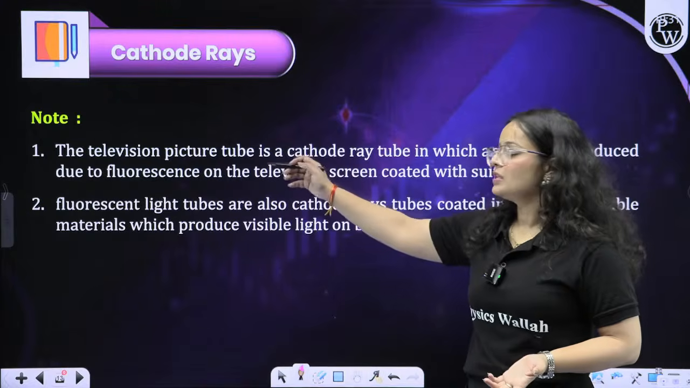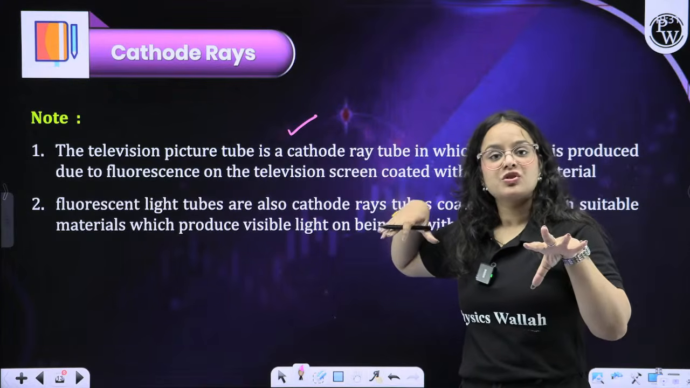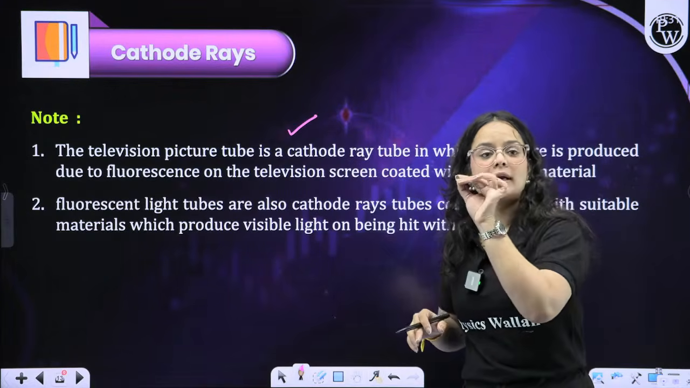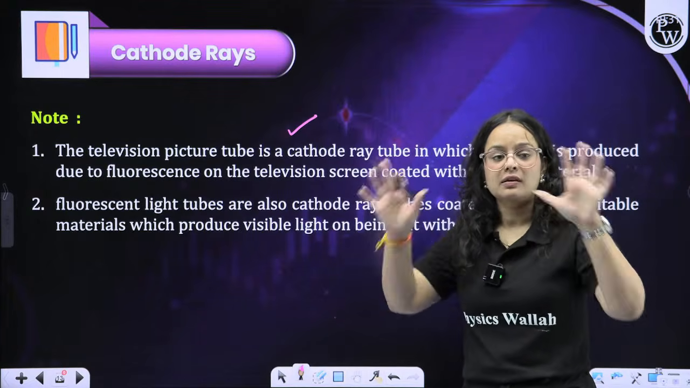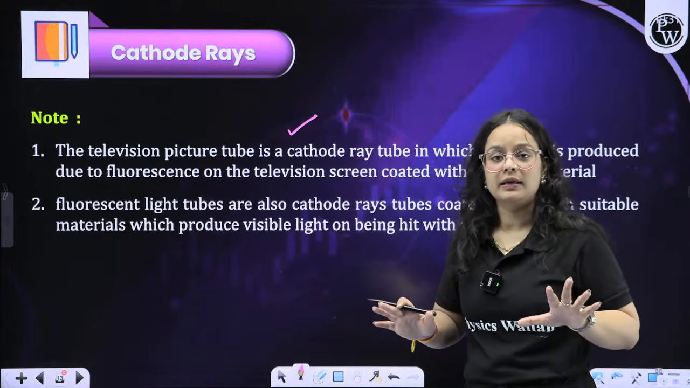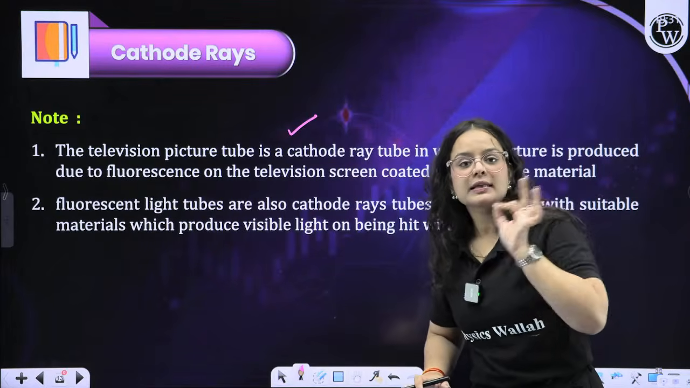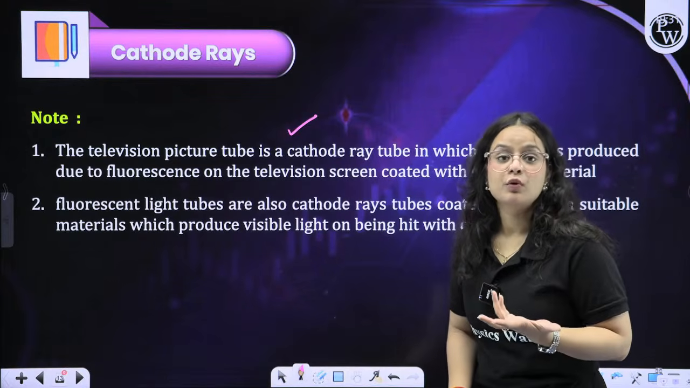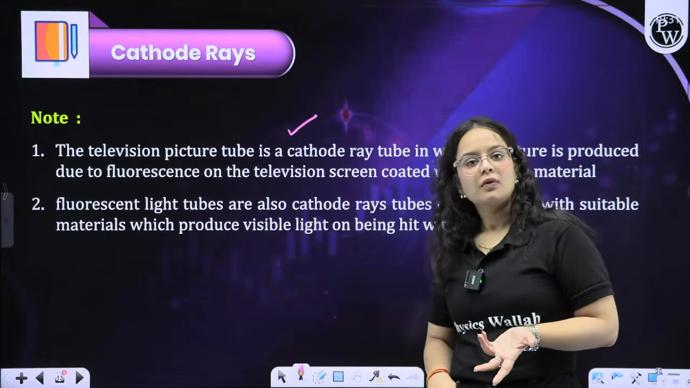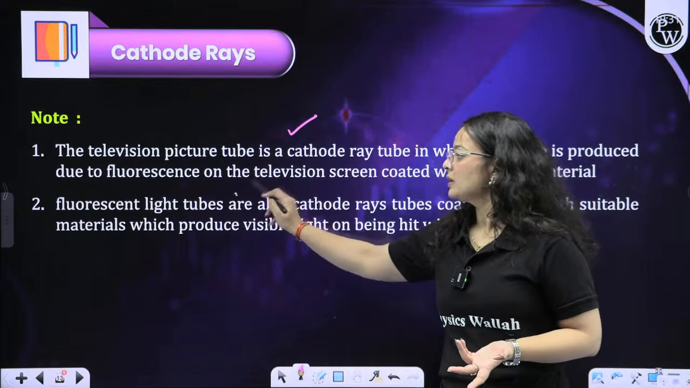First, the TV picture screen. The television picture screen that you can see is basically due to fluorescence of the television screen that is coated with a suitable material. There as well, cathode ray tubes continuously produce the fluorescence, and accordingly you see the color of it, right? Moving on to the fluorescent light tubes.